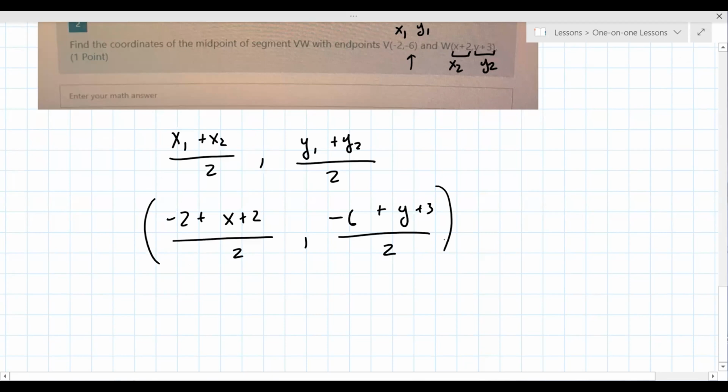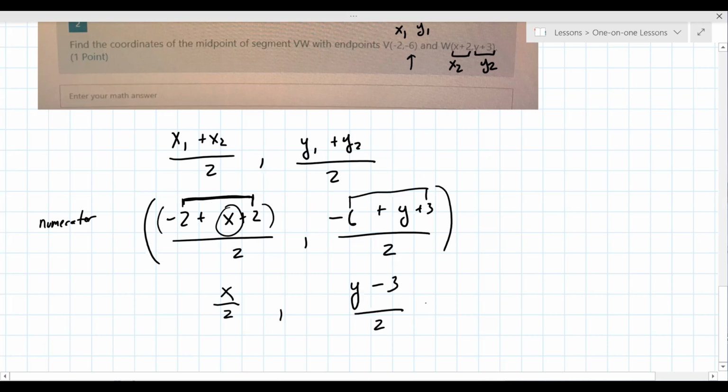So there's implied parentheses in the numerator, meaning you evaluate what's on top first. So -2 plus x plus 2, these two combine to go away. They become 0. So you're just left with x over 2. This is the only thing that remains. On the right here, this -6 goes with this 3 to become -3, and the y just stays. So it's y minus 3 over 2. So all of this has to be entered for your solution to number 2.